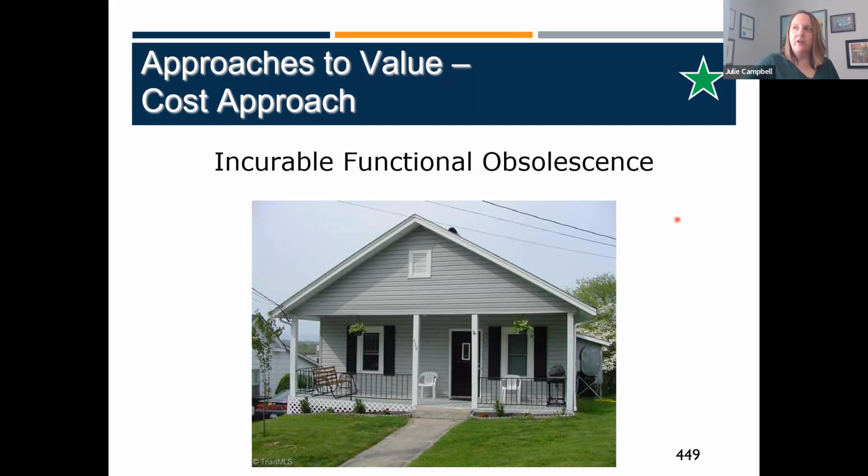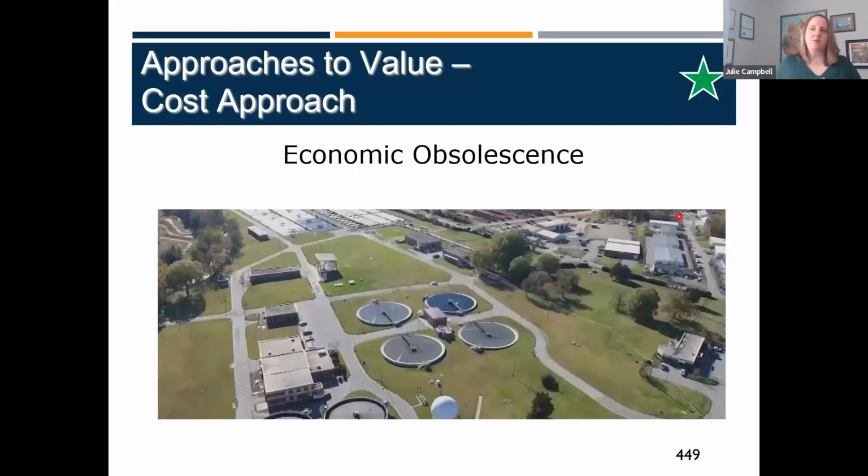And then the last category of depreciation is economic obsolescence. This is incurable only. There is no curable. It's incurable only. Economic obsolescence is things that are outside of the property boundaries. Can't do anything about them. It's nearby. It's next door.